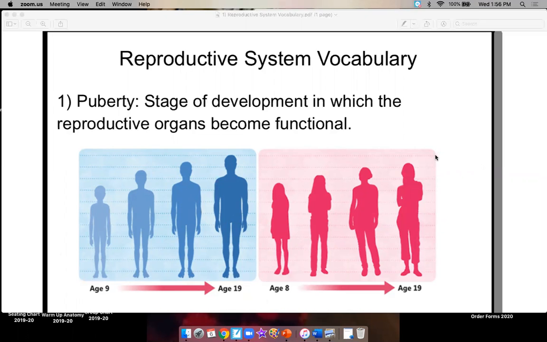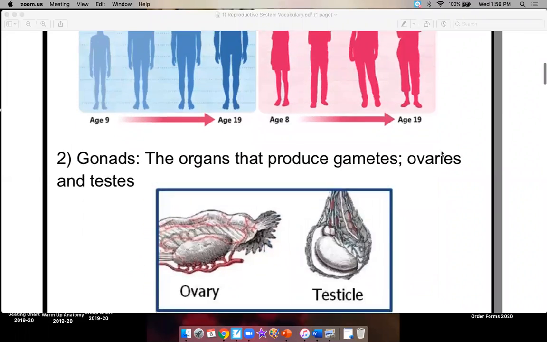Another way of saying this is when you start producing gametes. Men, this is when you start making sperm. Women, this is when you start making eggs. That is puberty. And then all of the other changes that happen to you are a result of that.